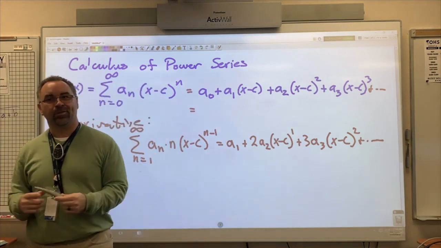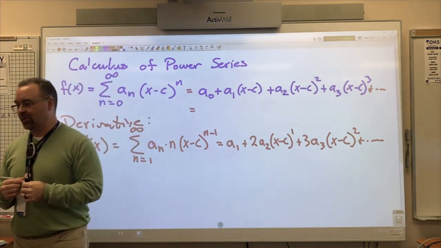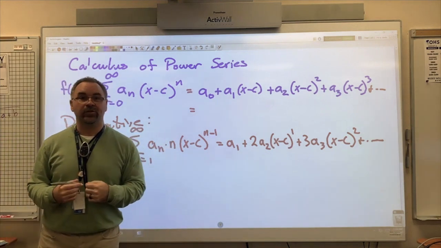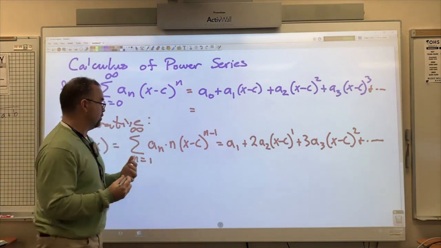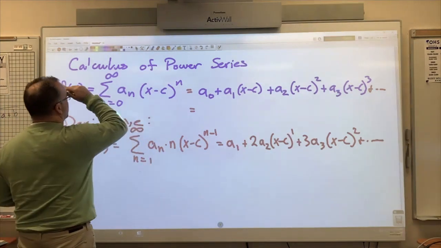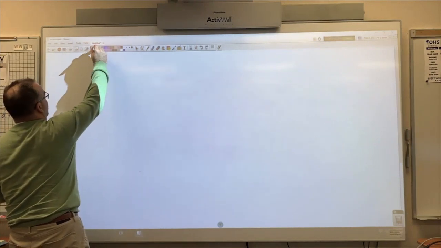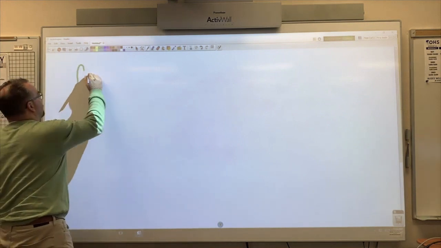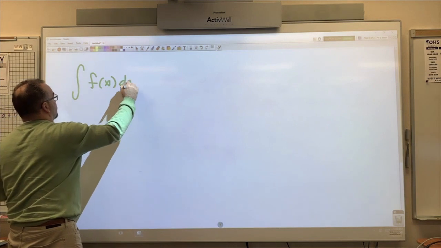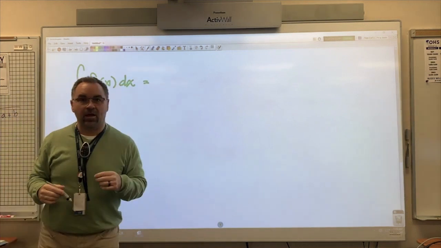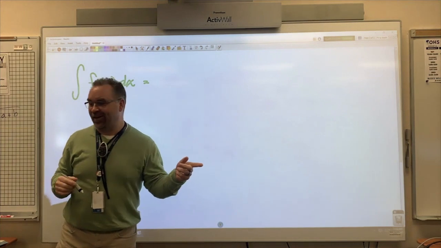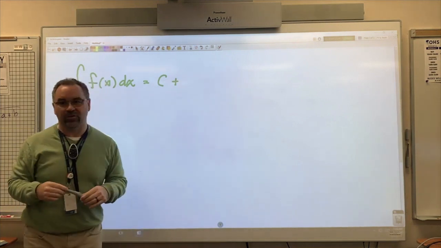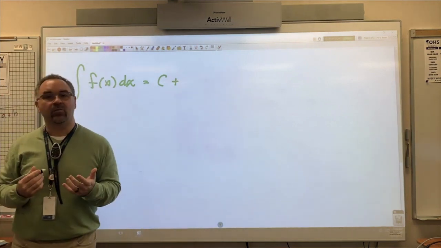All right. What about integrating? Well, as you can imagine, because these are really just big polynomials, we just integrate each term separately. We use the power rule again. So I'm going to go to the next slide here. And this time I'm going to integrate f of x. And now, don't forget, there's a c involved here. There's going to be some constant of integration plus then our summation.